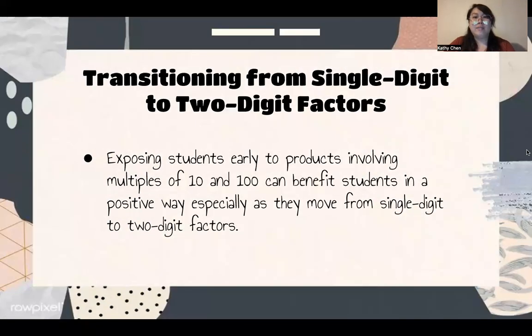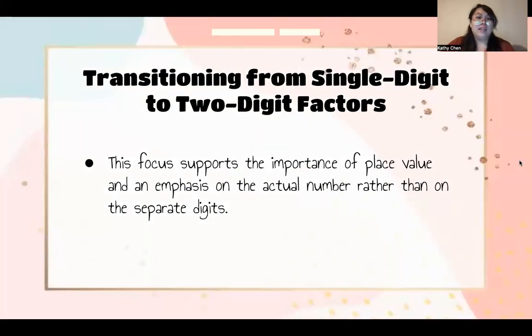So transitioning from single digit to two-digit factors. Exposing students early to products involving multiples of 10 and 100 can benefit students in a positive way, especially as they move from single digit to two-digit factors. This focus supports the importance of place value and an emphasis on the actual number rather than on the separate digits.